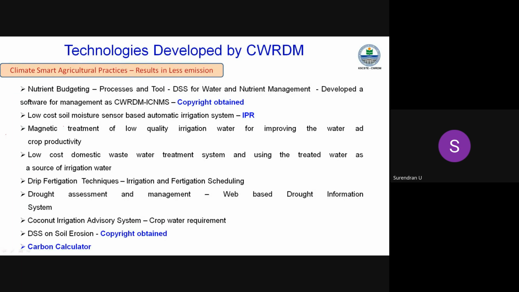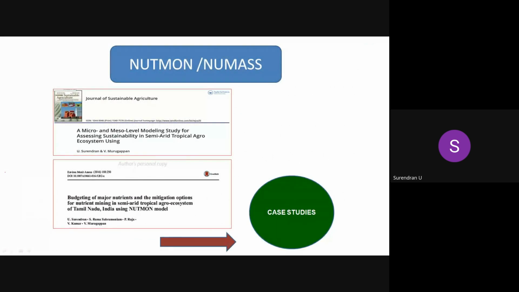Then low cost domestic wastewater treatment system, which I have not presented here, but if someone is interested, I can share what we have done. Then drip fertigation techniques and irrigation and fertigation scheduling we have derived for most of the crops in Kerala as well as Tamil Nadu. Then drought assessment and management system, this is also a copyright we have obtained. Then coconut irrigation advisory system, crop water requirement. Then DSS on soil erosion, copyright obtained. And carbon calculator. Soil erosion, I think I will show some of the slides. Similarly, integrated crop nutrient management also, I will show some of the slides, how it is being done.